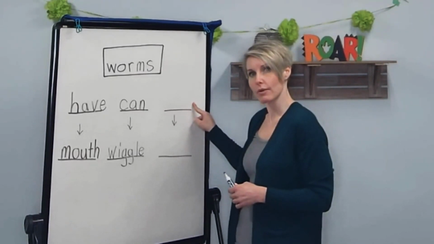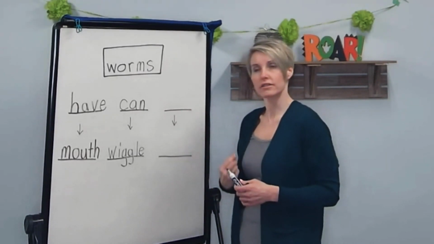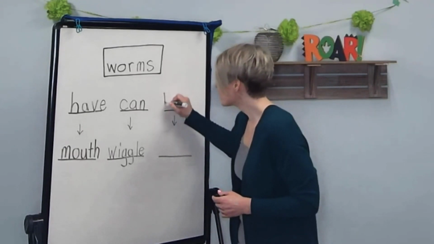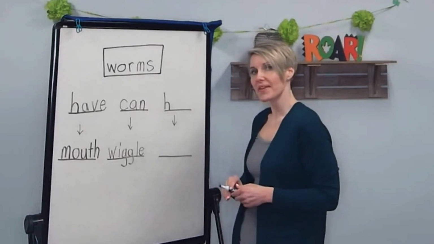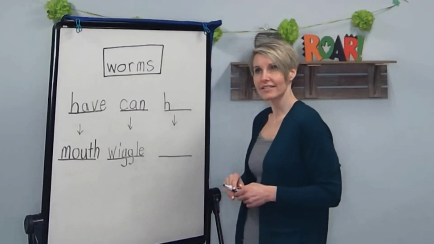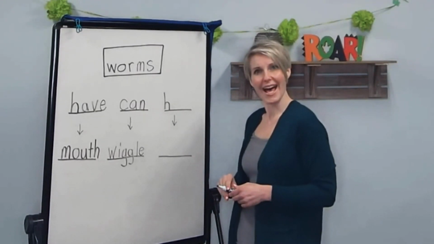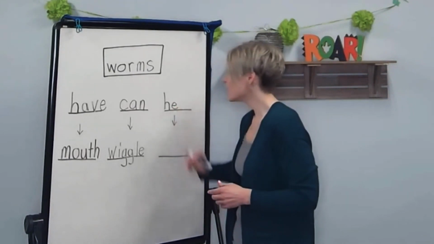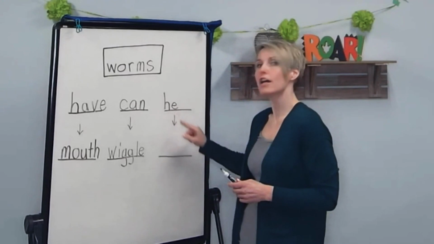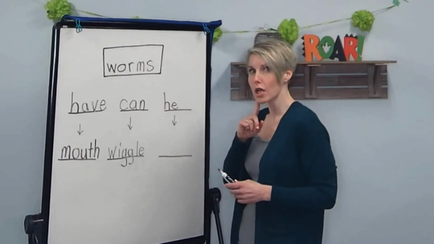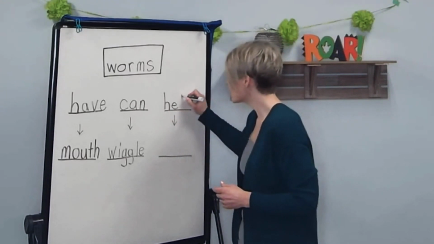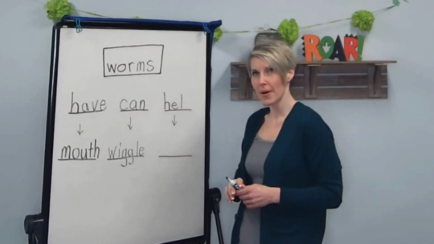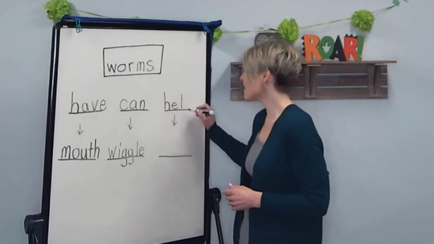Let's think about the sounds. What letter is that? H. Let's think about the next sound. What letter makes the sound? That's E. L, that's L. Let's think about the last sound. Help. Do you hear the P? That's P at the end.